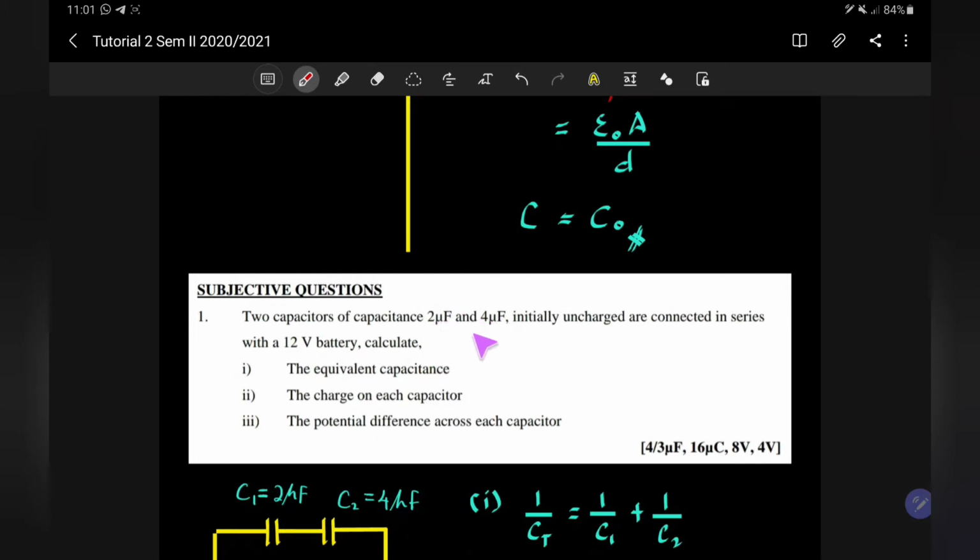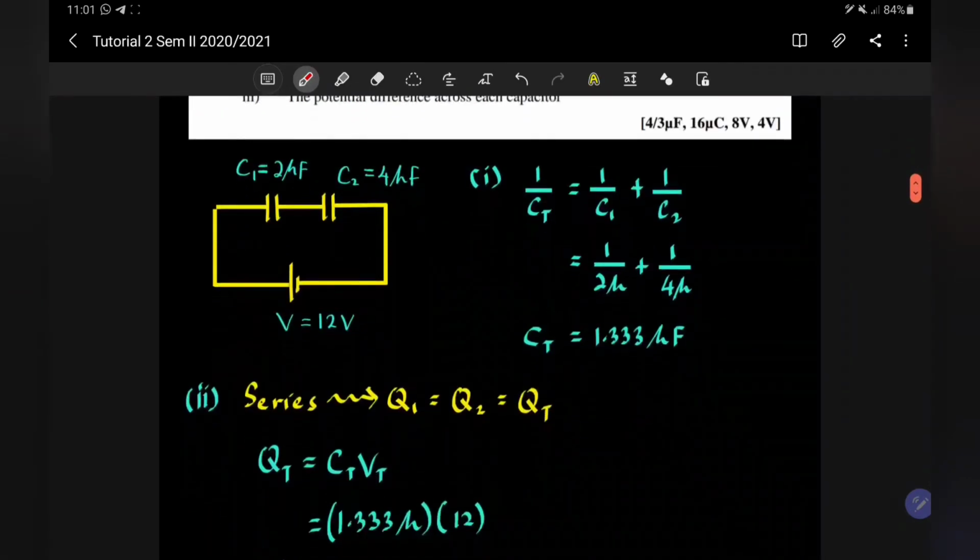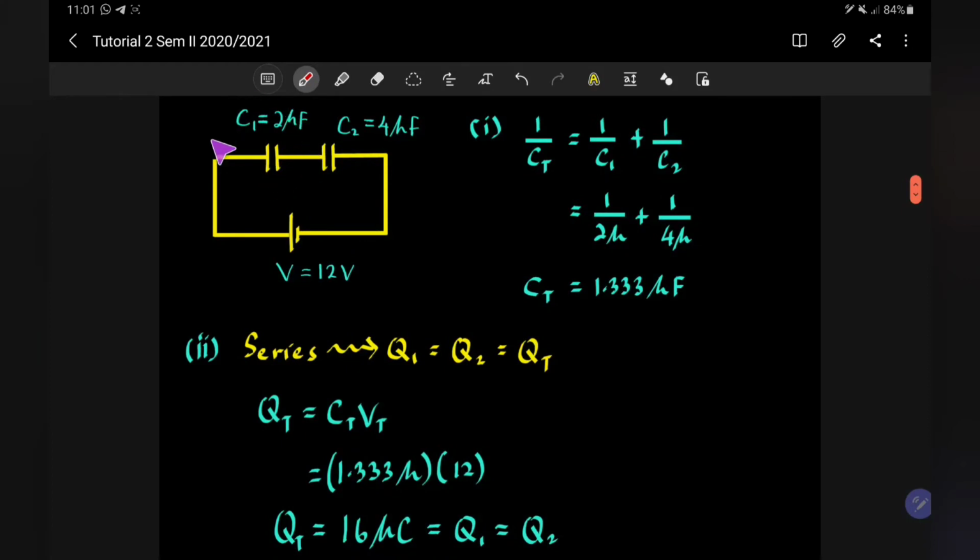So what do we have? C1, C2, and V0, our potential supply. They ask you to calculate the equivalent capacitance, the charge on each capacitor, and the potential difference across each capacitor. I just sketch a simple diagram like this: C1 and C2 connected to our power supply, which is 12 volts. First they ask you to calculate the equivalent capacitance. Remember, under series arrangement, to calculate the equivalent capacitance, it must be 1 over C total equals 1 over C1 plus 1 over C2.